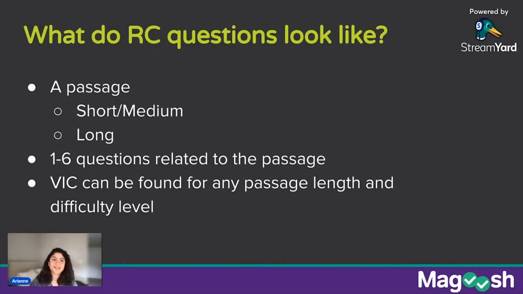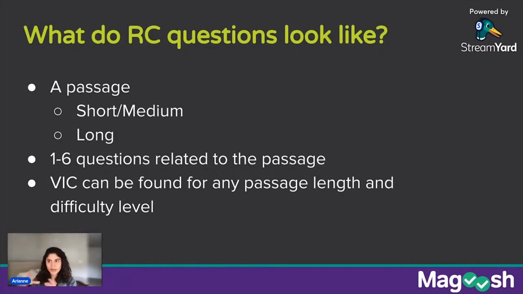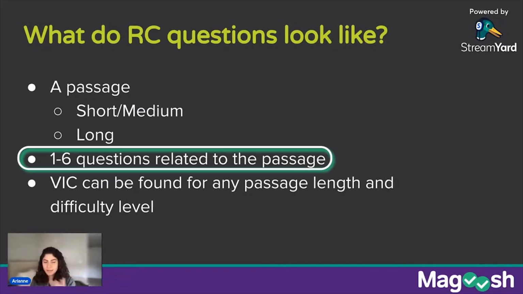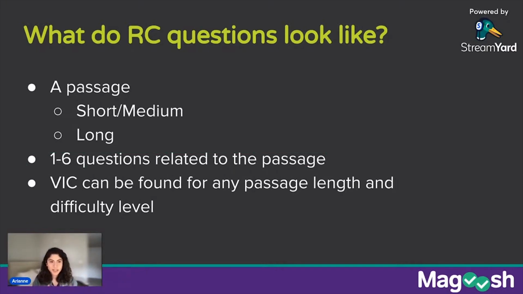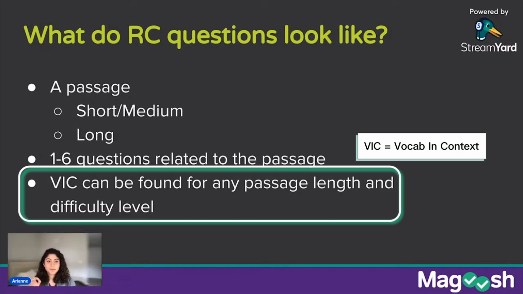Okay, reading comprehension questions. These are the ones that have a passage, a text, a paragraph, and they can be short or medium, or they can be on the longer side, like those texts that you have to scroll up and down for. Because they vary in length, you will have varying amounts of questions, all of them regarding that specific passage. So you will see a passage, and then you will have anywhere between 1 to 6 questions just about that passage. Vocabulary and context questions will be found for any passage length and any difficulty level.